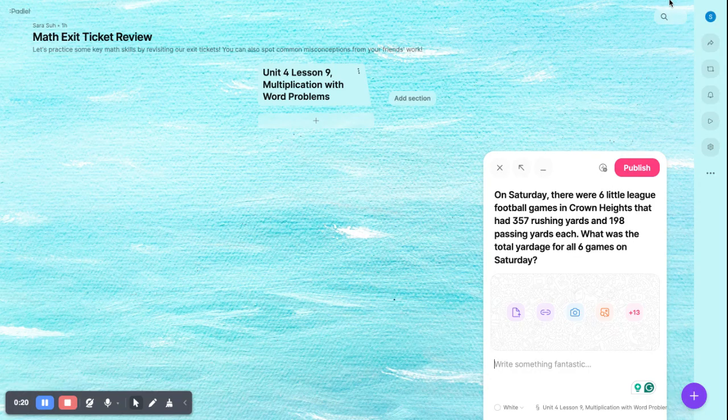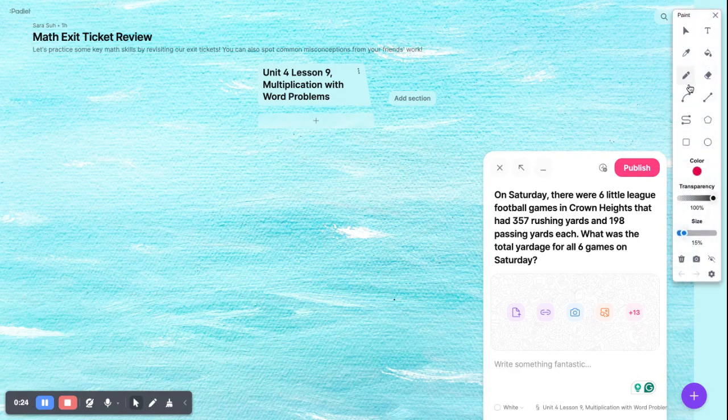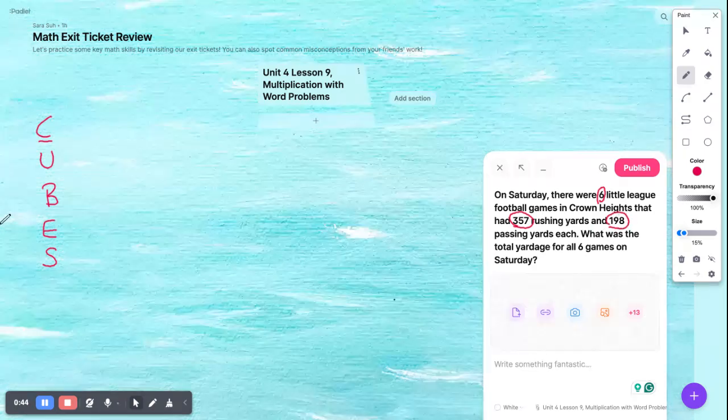Whenever I solve multi-step word problems, I love using CUBES. So I'm going to write CUBES here. First, I'm going to circle any key numbers that I see. So I see 6 leagues, 357 rushing yards, 198 passing yards.